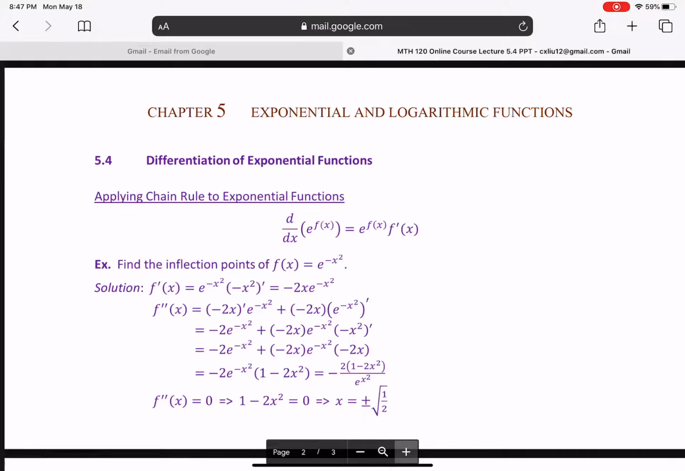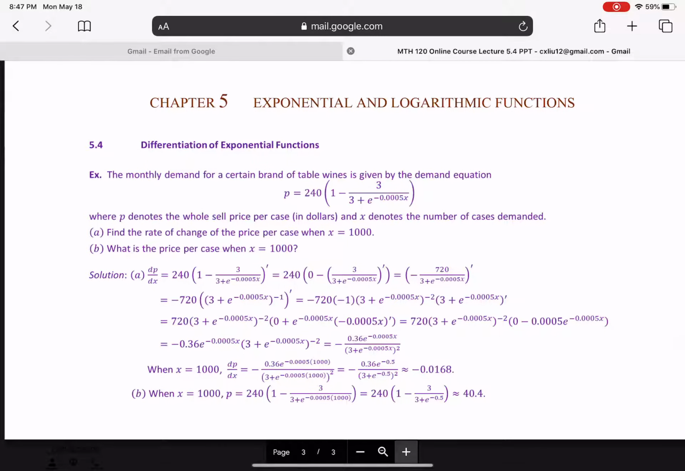Now we can factor out the negative 2 e to the negative x squared to get 1 minus 2x squared, and rewrite the whole thing as negative 2 times (1 minus 2x squared) over e to the x squared. So set that equal to 0, we get the numerator equal to 0, and we get the equation 1 minus 2x squared equal to 0. And that gives us a solution of plus or minus square root of 1/2.